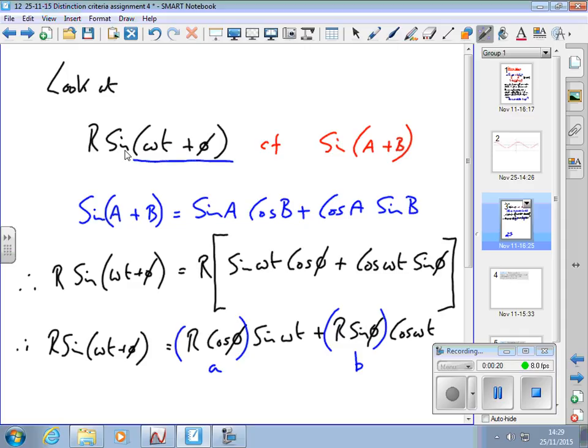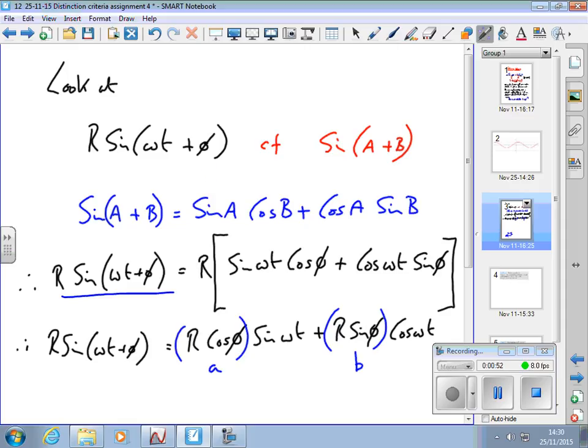Well, that's like sine A plus B, that combined angle formula that we've looked at already. And we know that sine A plus B is sine A cos B plus cos A sine B, that combined angle formula. And we've used that before. And so if we let A be omega t and B be phi, then we can rewrite this r sine omega t plus alpha using the compound angle formula.